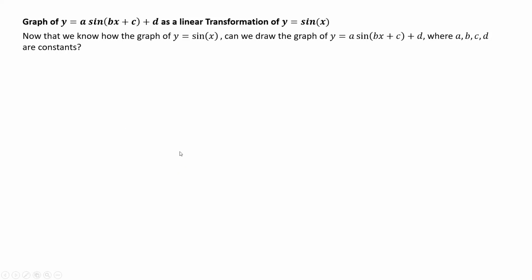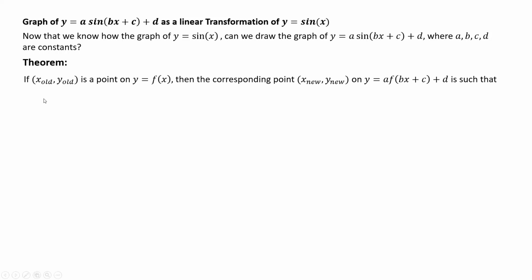Check this out. This is a brand new concept. Most of you probably have never seen this one, which is if x old, y old is a point on y equals f of x, then the corresponding point x new, y new on y equals a times f of bx plus c plus d is such that x new equals x old minus c over b, and y new is a times y old plus d. So you kind of have to memorize this. I'll make sure that you understand what in the world this is talking about.